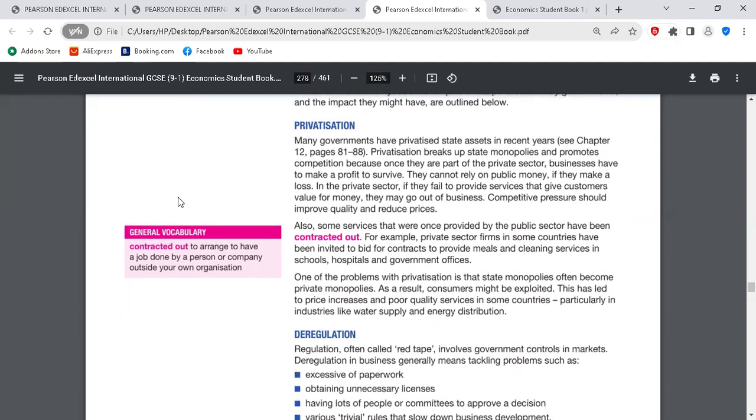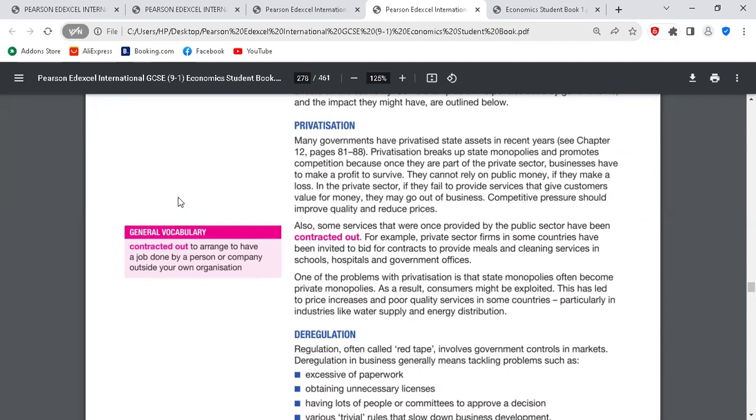What is privatization itself? Privatization is the transfer of government-owned property, government-owned businesses, government-owned assets to the hands of the private sector. That's like the actual form from the government, like from public to private. So with privatization, they said privatization breaks up state monopolies and promotes competition, because once they are part of the private sector, businesses have to make profit to survive. They cannot rely on public money or funds.